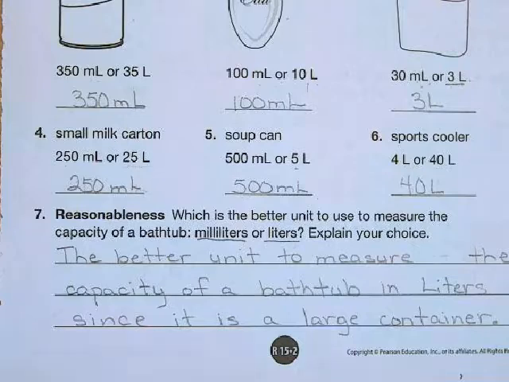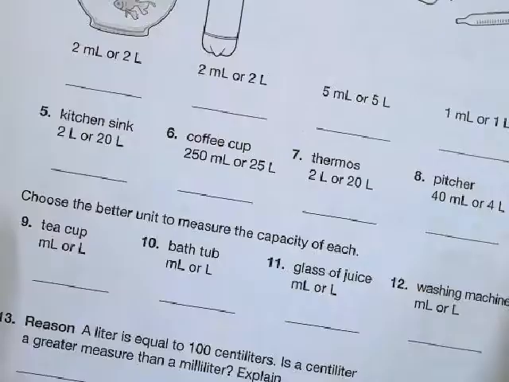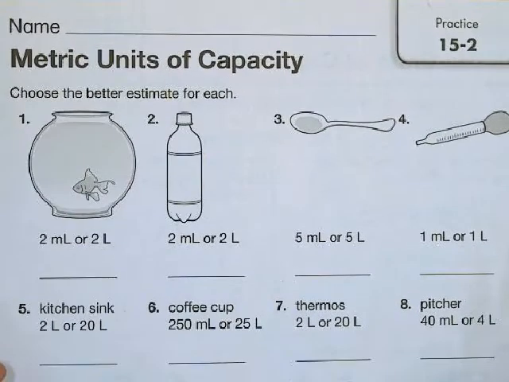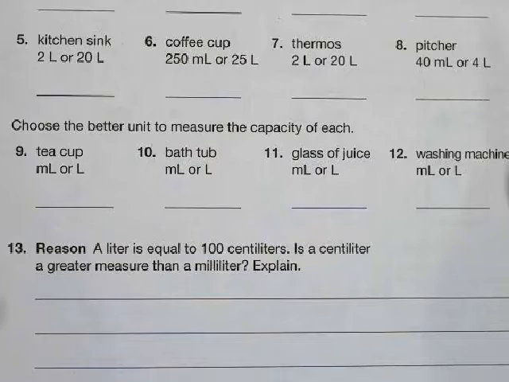So now let's go on to the back of our reteach page. If you turn your page, you're going to do the practice page on the back, which is 15-2. You're also going to choose the best estimate for each of the containers. And make sure that for number 13, you put it into a complete sentence. And of course, on our Zoom day, we will review these and hope you do well.